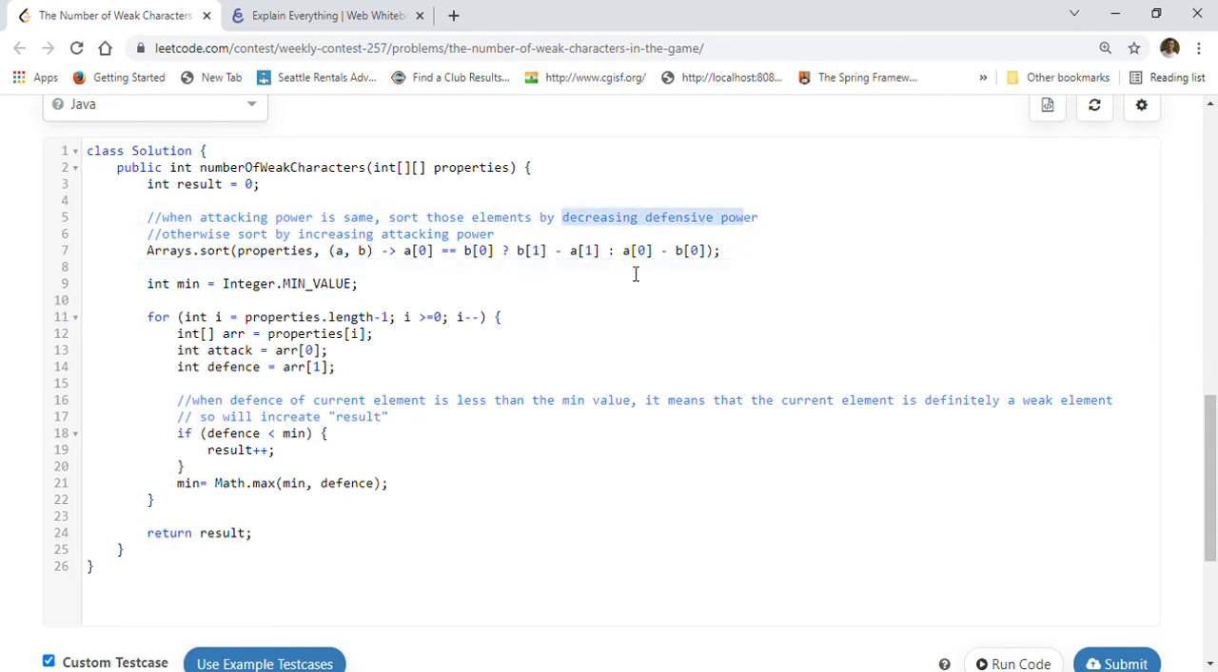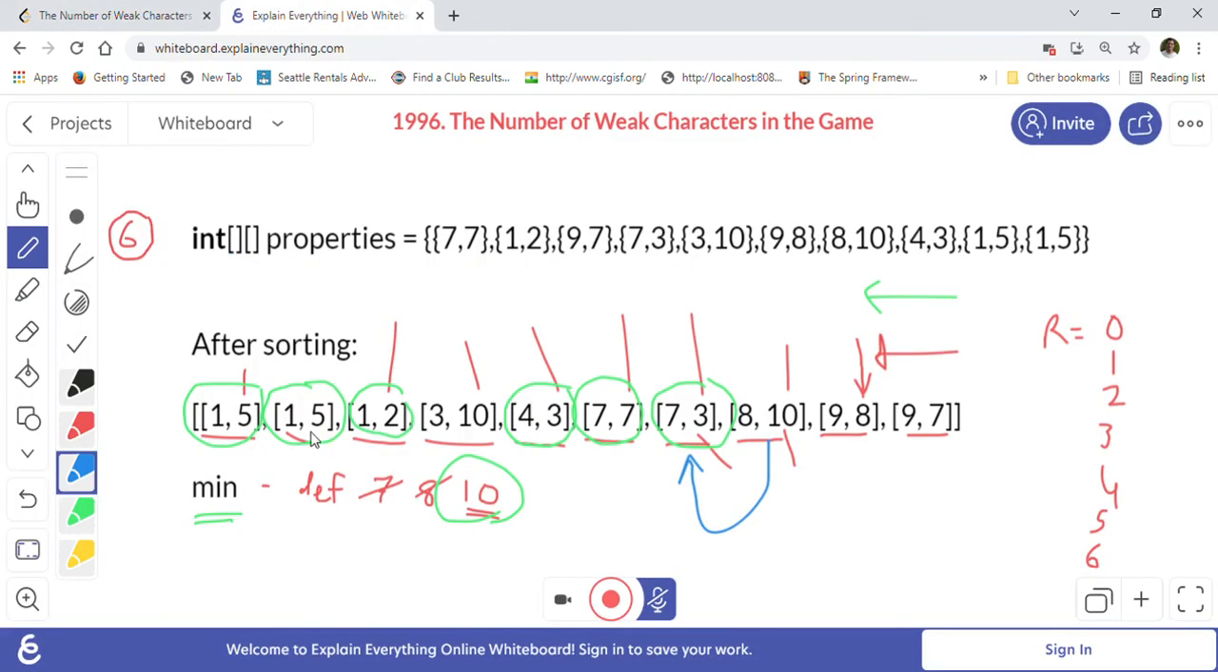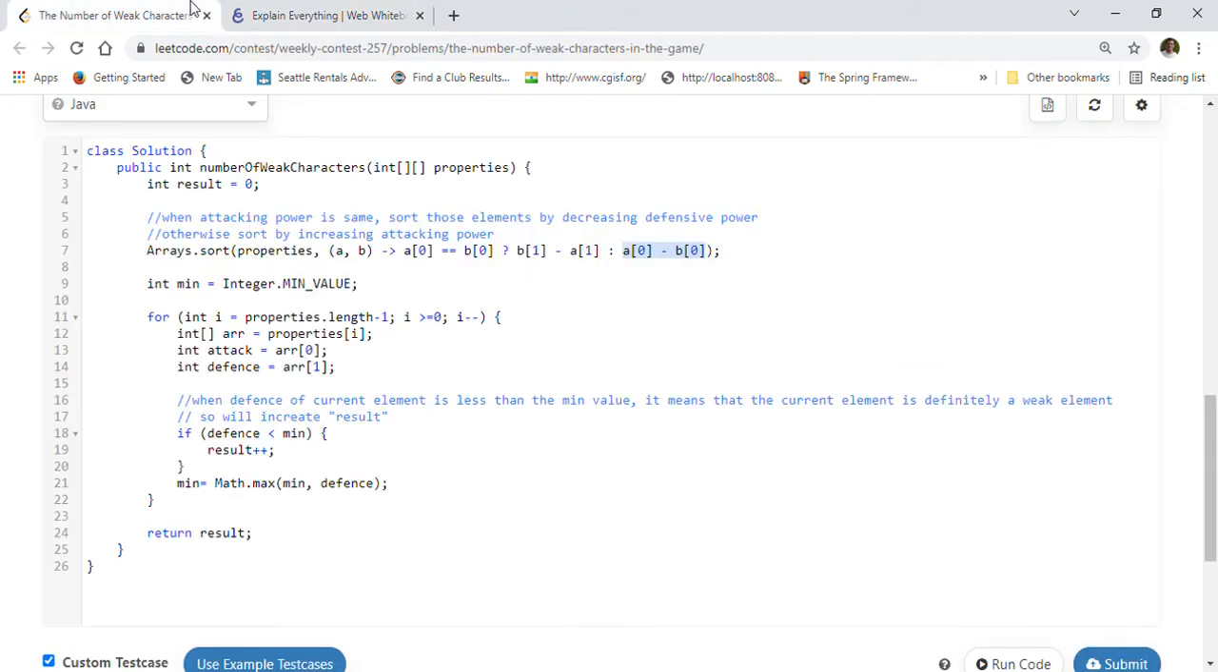If they are not equal, then we will sort them by increasing attack power, right? A0 minus B0 means increasing attacking power. So that's how you will see the array is sorted, right? So 1 1 1, then 3, then 4, then 7, then 8, then 9 and 9, so it is increasing. But if they are matching, like in this case, the attacking power is matching, then the defensive power will be decreasing, right? Here 8, then 7, like this. So that's what we have sorted.